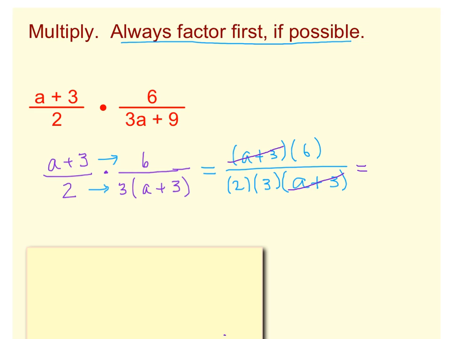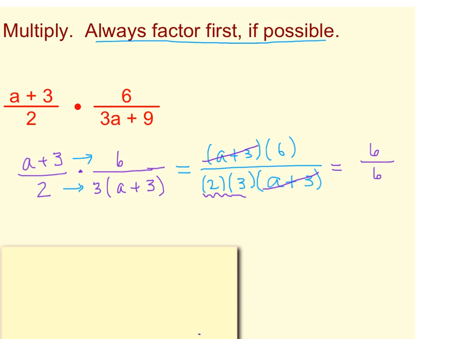If you look at what you have left, you have a 6 on the top. On the bottom, you have 2 times 3. Well, 2 times 3 is 6. And now we're looking at 6 divided by 6. And what does 6 divided by 6 equal? Well, 6 divided by 6 is equal to a 1. And this 1 will be our final answer.